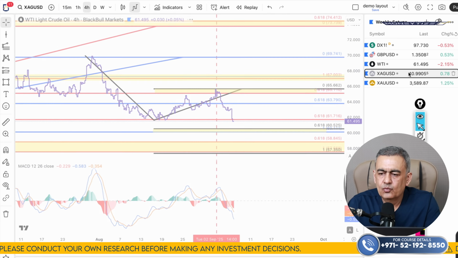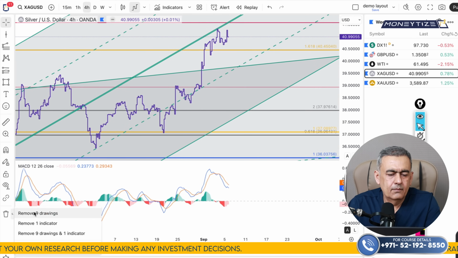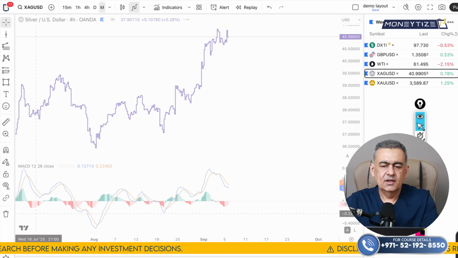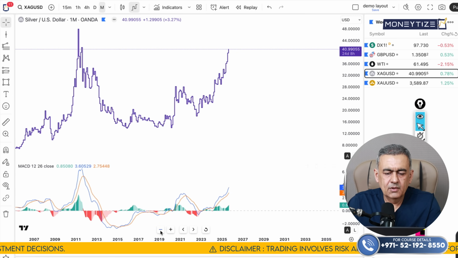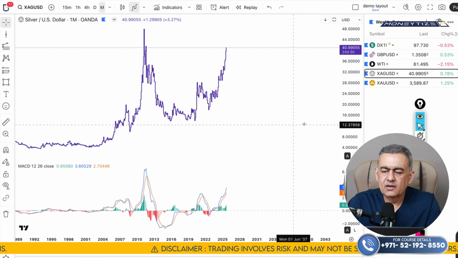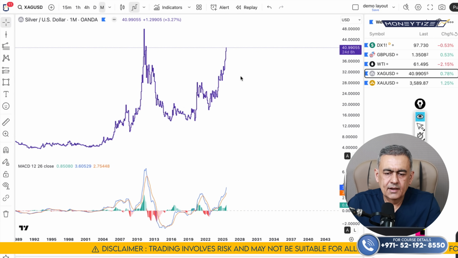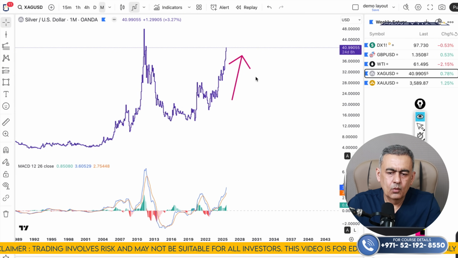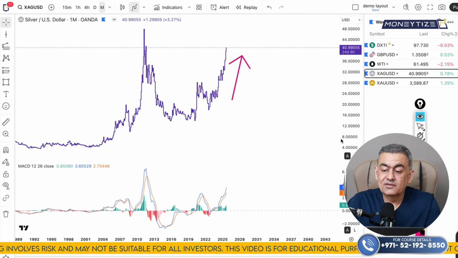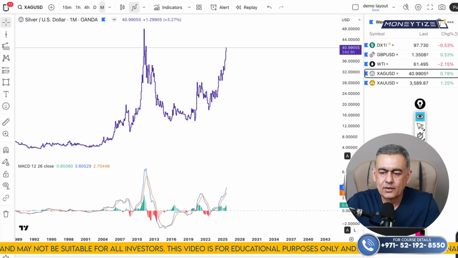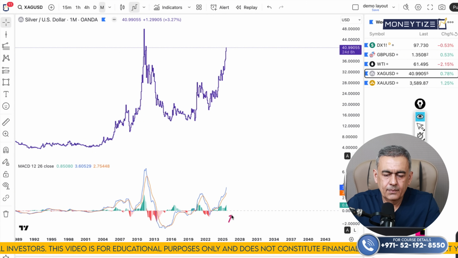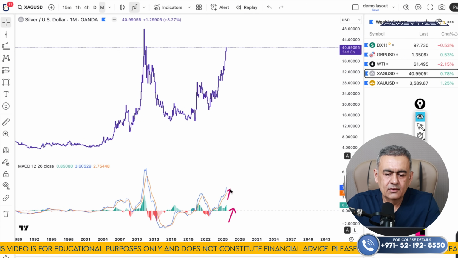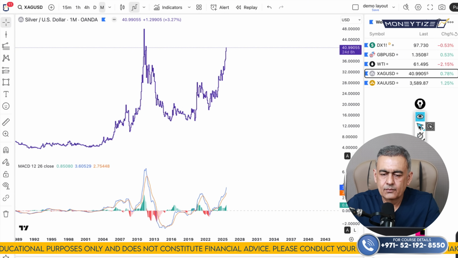And the next instrument is silver. I need to start from the monthly frame here. And based on the monthly frame, the environment is extremely bullish. I can see silver rising in tandem with gold here. And the environment is extremely bullish here. MACD histogram and MACD lines, they are rising with full force.